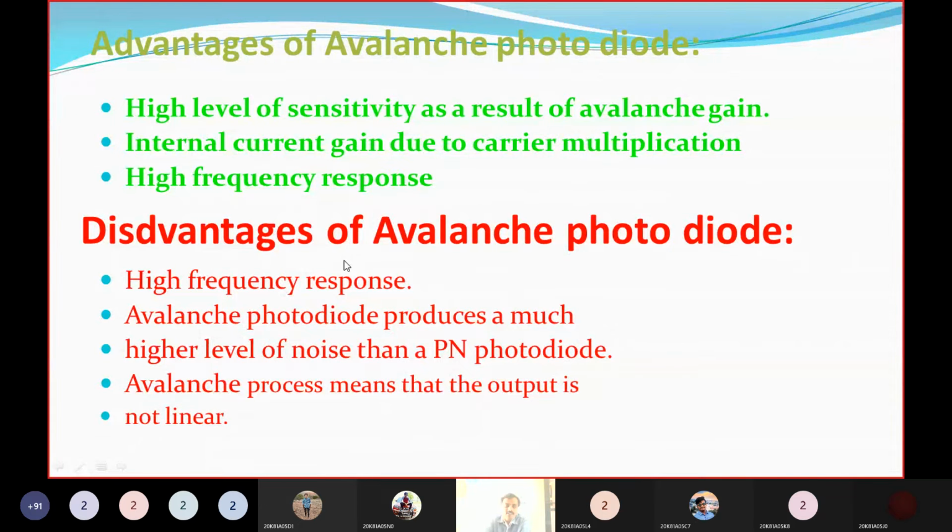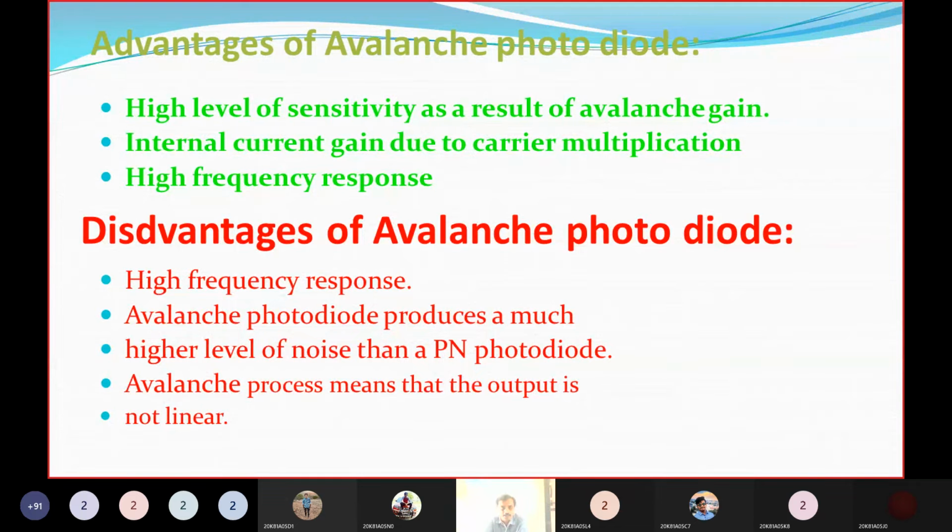The second point is that the avalanche photodiode produces a much higher level of noise than the PN photodiode. So the main disadvantage here is that very high noise will be produced compared to the PN photodiode. Avalanche photodiode noise will be very high.